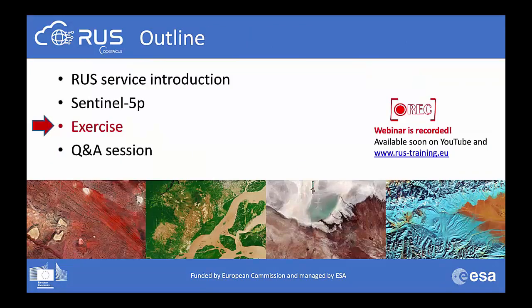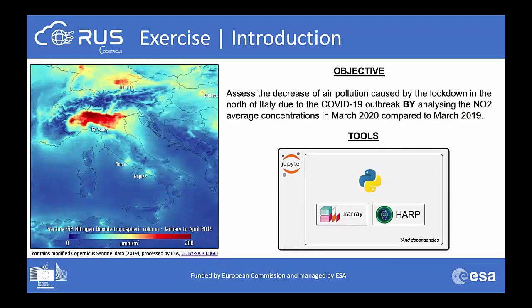Okay, so that's all for the introduction of the Sentinel-5p mission. Now let's focus on our exercise. Let's start to do something. So what are we going to do? Well, the objective of this exercise, of this demo, is going to be to assess the decrease of air pollution caused by the lockdown in the north of Italy due to the COVID-19 outbreak by analyzing the NO2 average concentrations in March 2020 compared to March 2019.